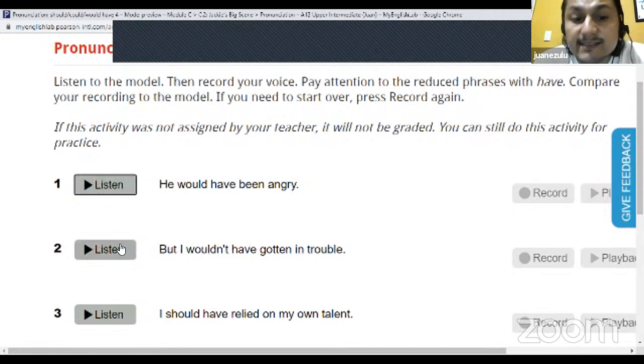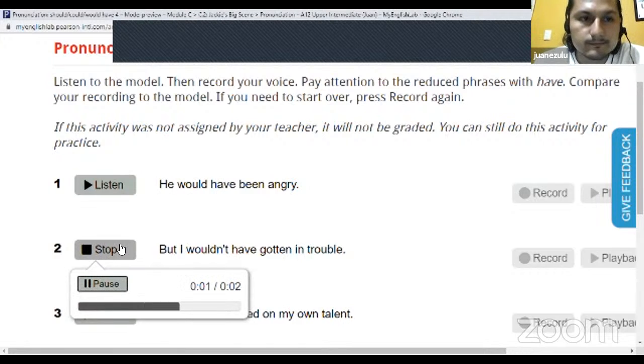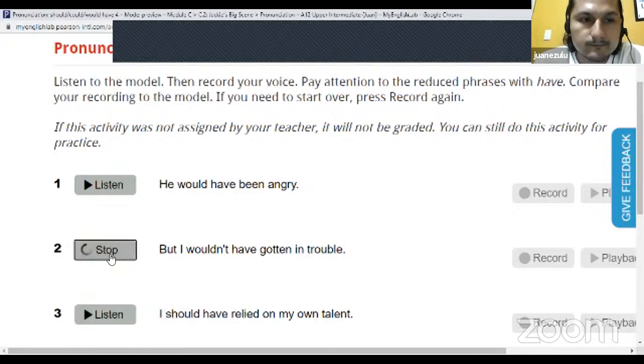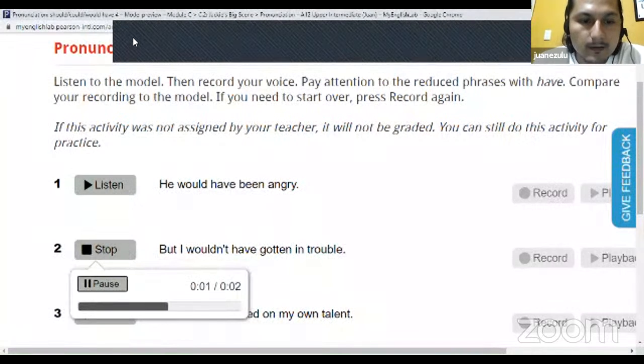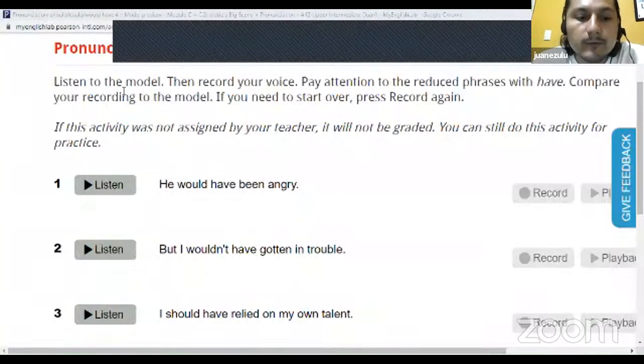And number two, since it's a negative, I think it's important to go over it. But I wouldn't have gotten in trouble. Remember that we can also link these two words, "bata": but I wouldn't have, but I wouldn't have gotten in trouble. So now it sounds like a tongue twister in Spanish, but with practice, we can master these linking pronunciation words. One more time.